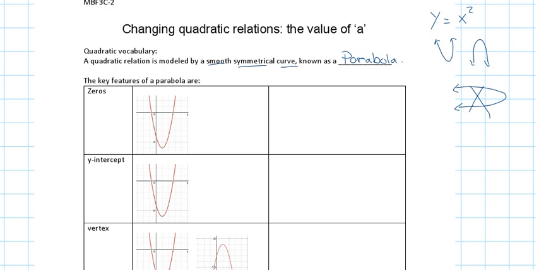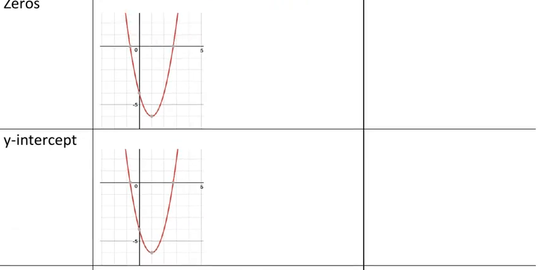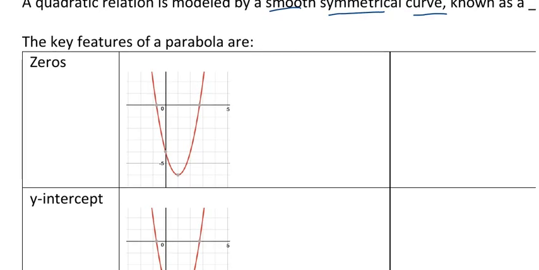Now here are the key features of a parabola. Okay? You're going to need to know these key features or how to find them, because we're going to need them to be able to graph our parabolas. So when you're graphing a parabola, that parabola is going to intersect sometimes the x-axis, right? So can you guys see this? This is the parabola. This is your y-axis, and this is your x-axis, yes?